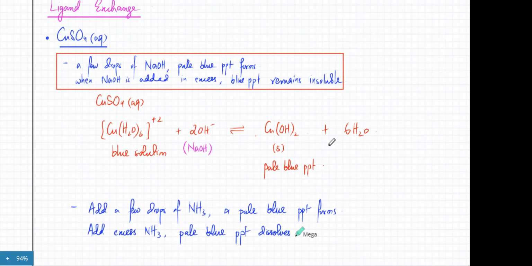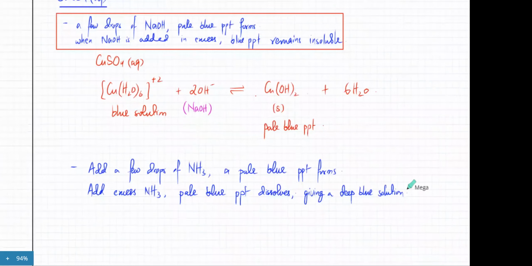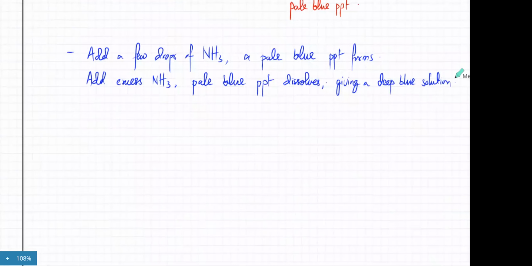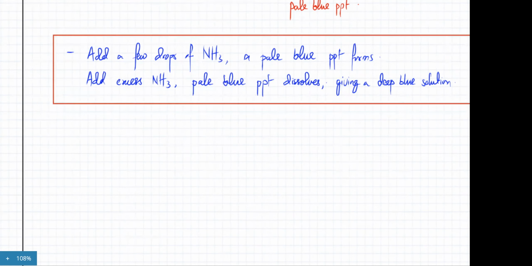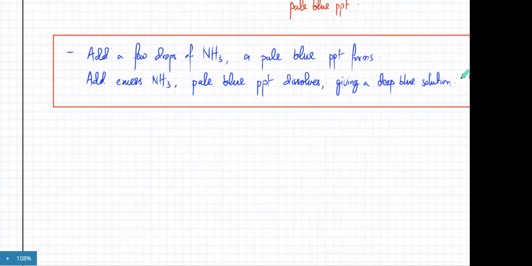And when it dissolves, the pale blue precipitate dissolves, giving a deep blue solution. So that's the second question. They're going to ask you what's going on here. I mean, that's the test for copper ions. So explain what just happened here.